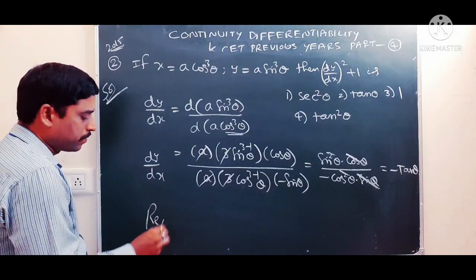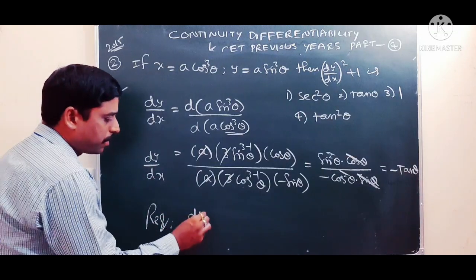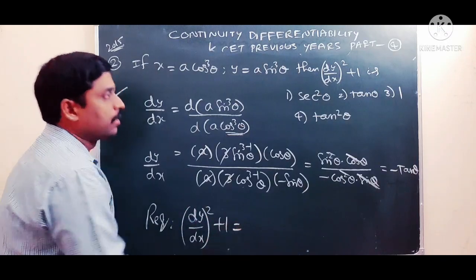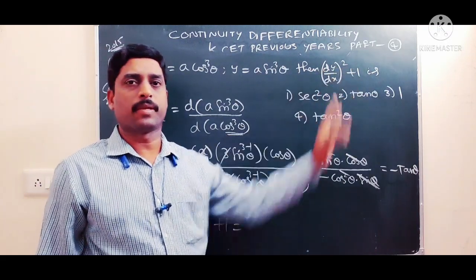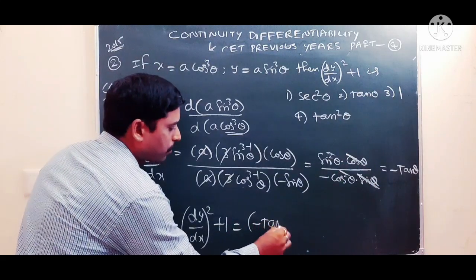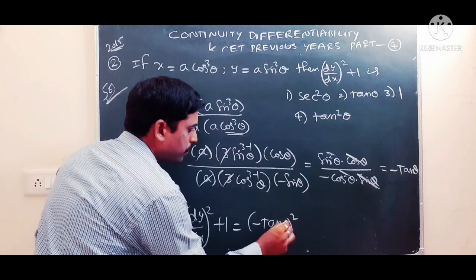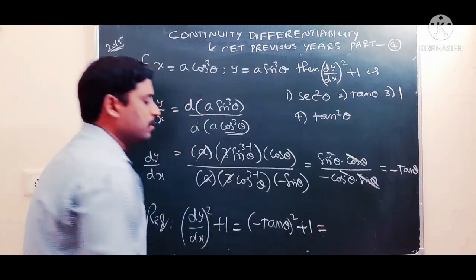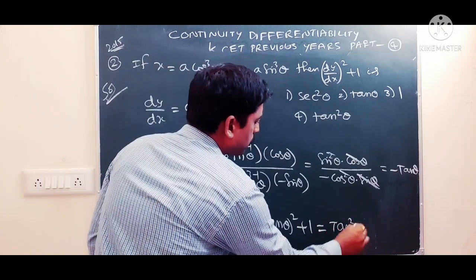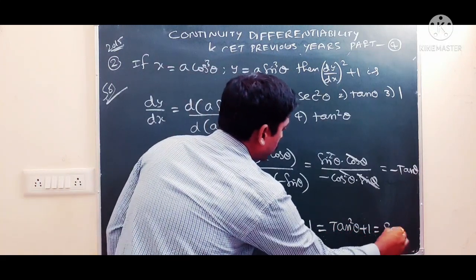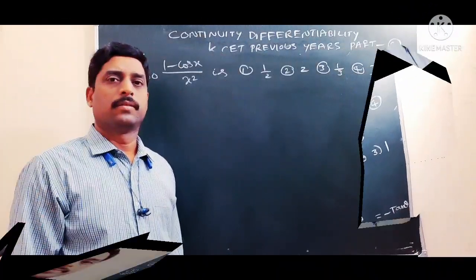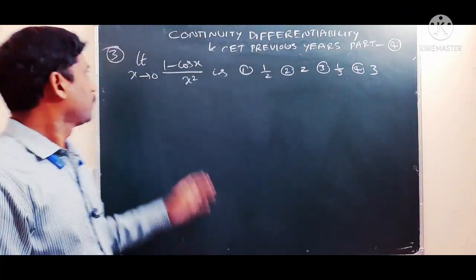So what is required? Dy by dx whole square plus 1, this is required. So dy by dx whole square plus 1, where dy by dx value is minus tan theta, whole square plus 1. So this will be tan square theta plus 1. So tan square theta plus 1, we have the formula: secant square theta. So option 1 is the correct answer. Okay, let us go to the next problem.